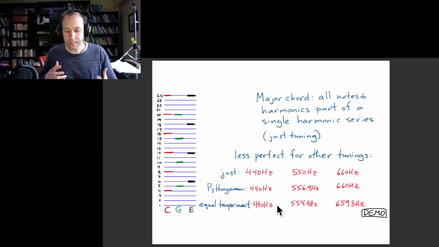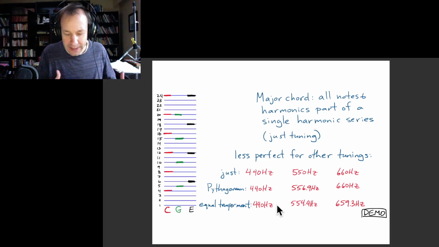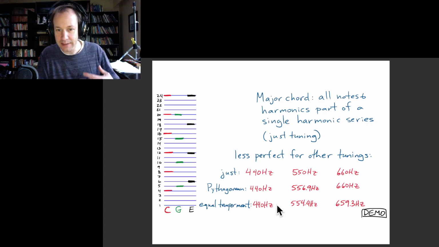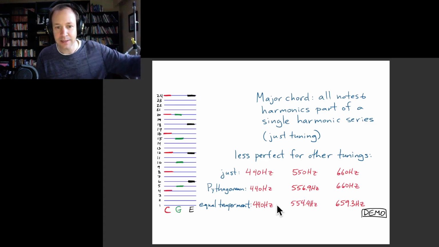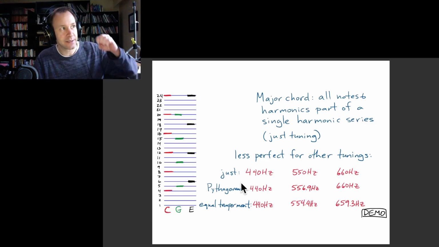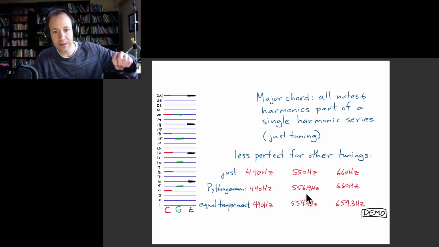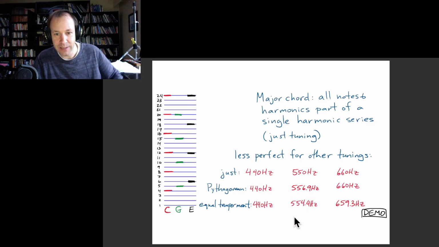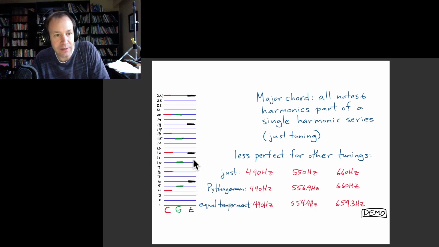Okay, so what I hear when I listen to the case with the Pythagorean or the equal temperament is that you could actually hear something that's a little bit like the beat phenomenon that we saw last time. And in fact, it really is, I think, related to that, because when you have the 556.9 or the 554.4, what happens is that, see, you notice how the harmonics of this E line up perfectly with the harmonics of the C.